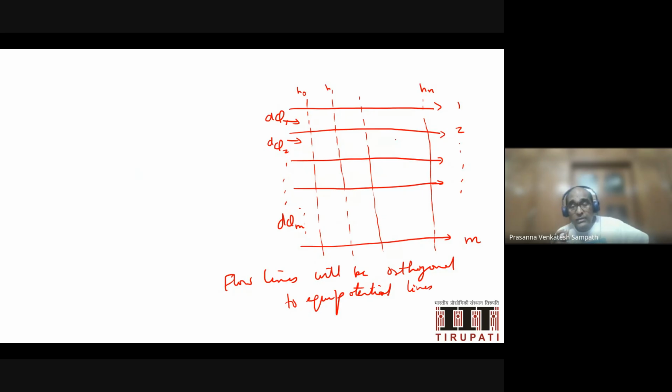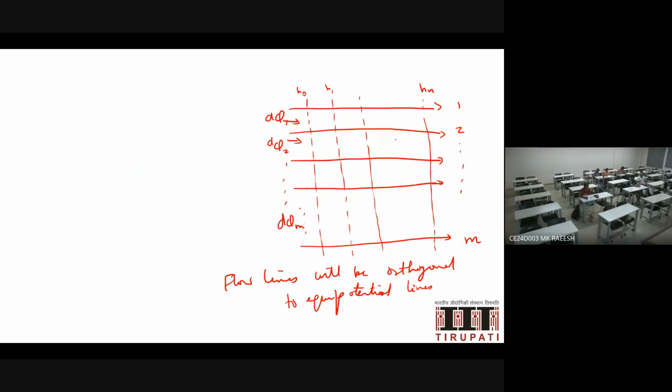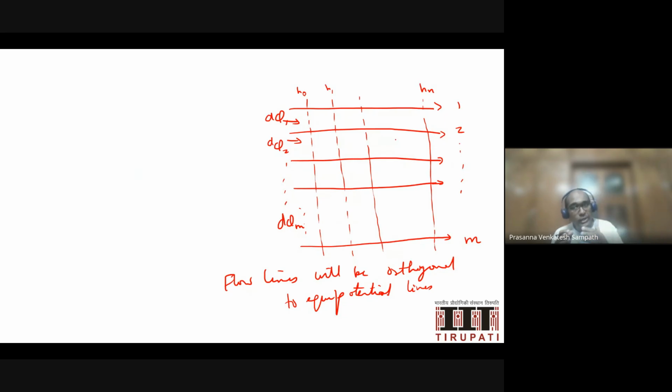Now, along with these, I have my flow lines, which are always going to be orthogonal to these equipotential lines. I've numbered them from 1 to m, but let's assume that that's also 0 to m. So 0, 1, 2, 3, 4, all the way to small m. In between every two successive flow lines, I have some flow, dq1, dq2, and so on up to dqm. So if I number it from 0 to m, I'll get m number of dqs. All right, so far so good. Everybody is in agreement with what we have so far.